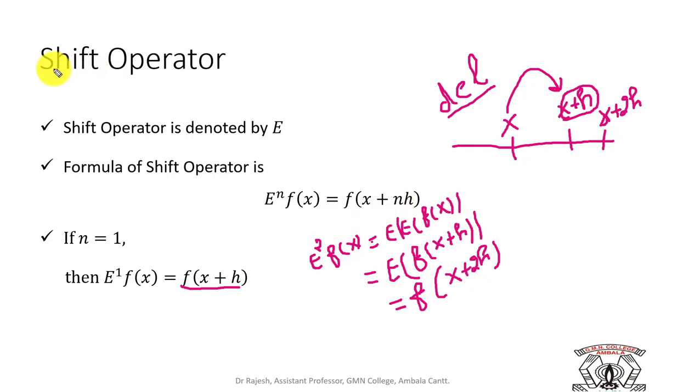And now look at its name. Shift means it has shifted x to x plus h and x plus h to x plus 2h. So every time it is being applied, let us say if I applied here E, this shifts. If I apply again here E, this shifts. So every time it shifts in the forward direction. So this is the shift operator.